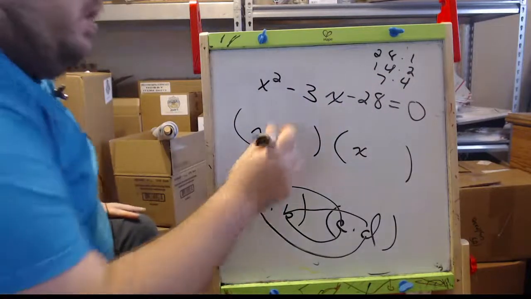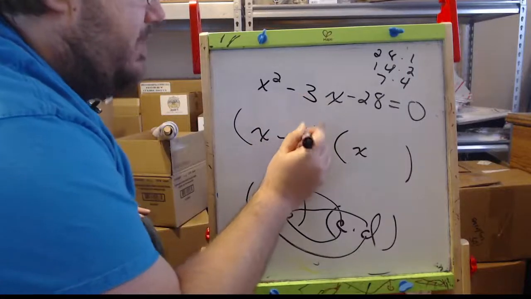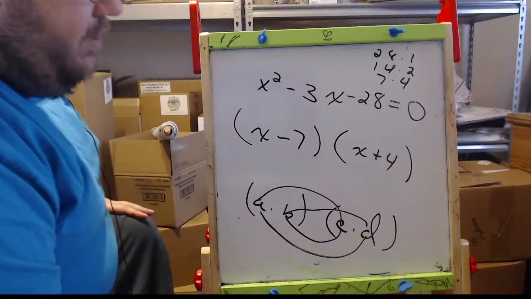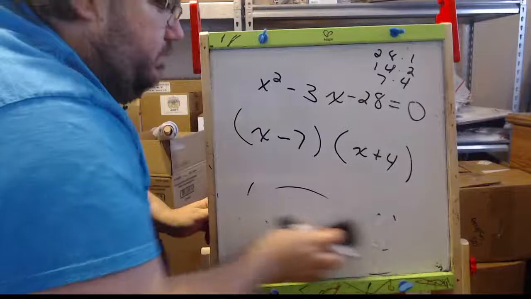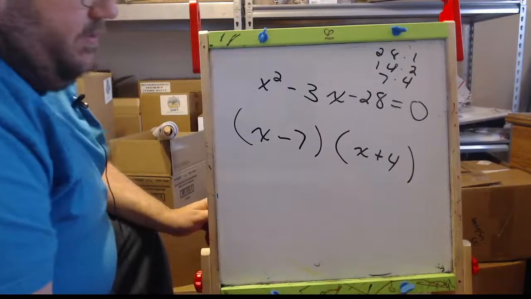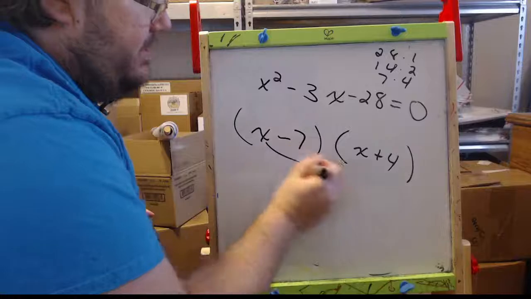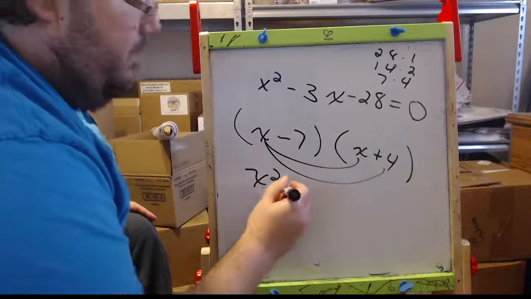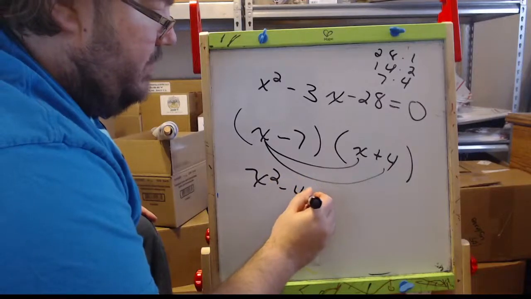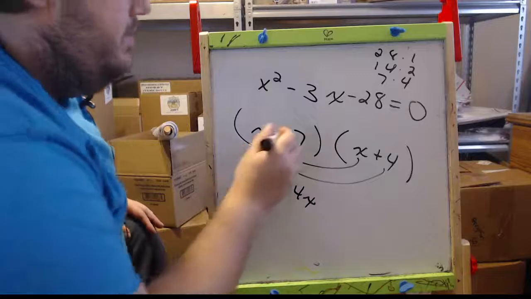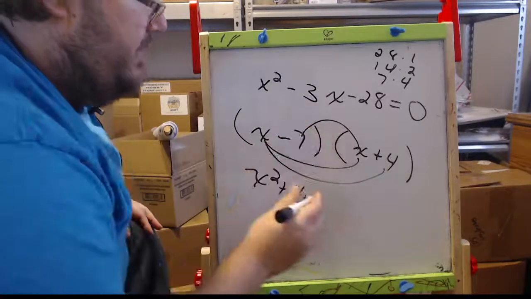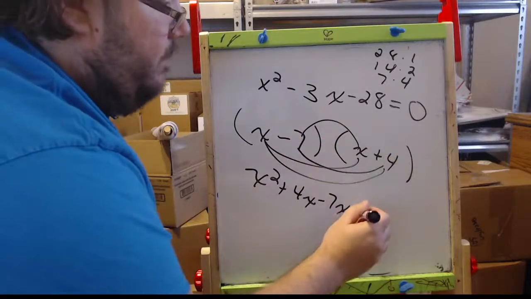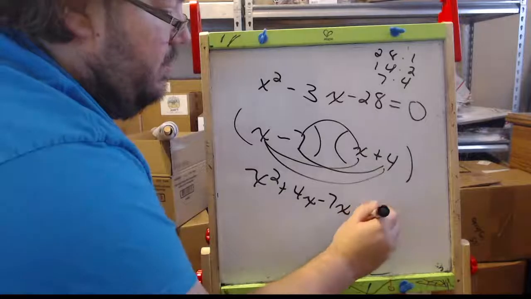Okay? So, since this is a negative 3, the bigger number has to be my negative. This is going to be a positive. And if we follow this map here, to do this, x times x is x squared. X times 4 is 4x. So that's a positive 4x. Now we use this one. X times negative 7 is minus 7x. And then these multiply together, 7 and 4. Negative 7, positive 4, negative 28.